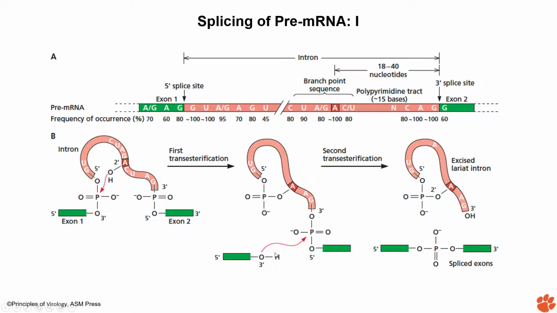So you now have a 3' OH hydroxyl from your exon 1, and you can see that the 5' splice site of this is bonded by the transesterification with this A.